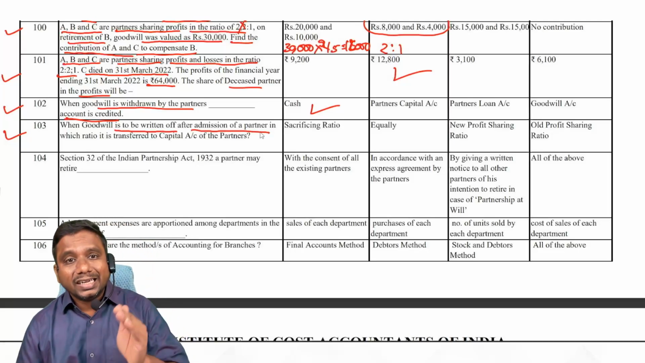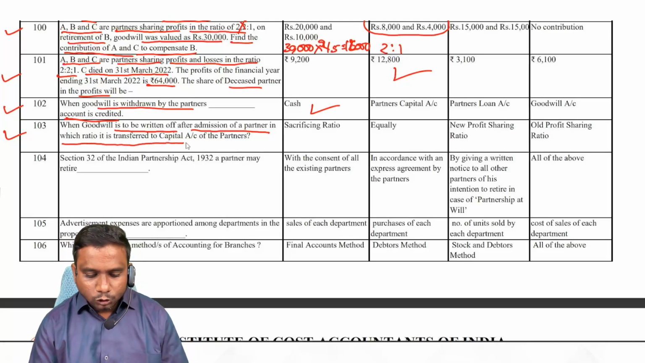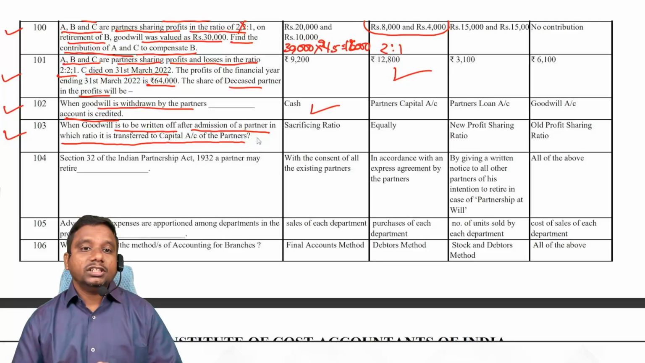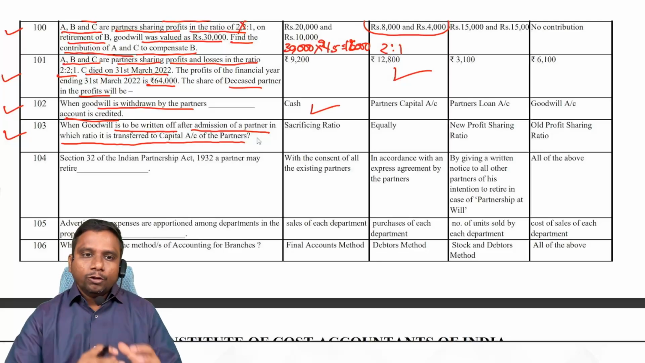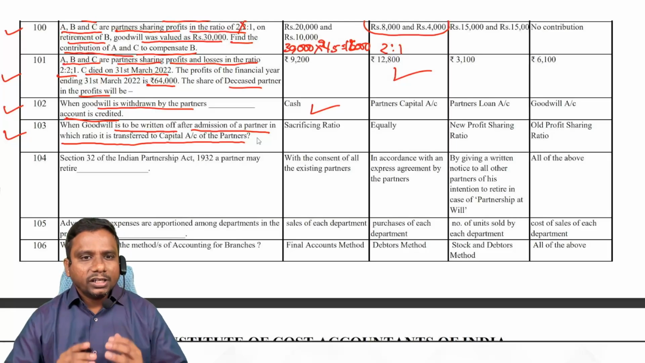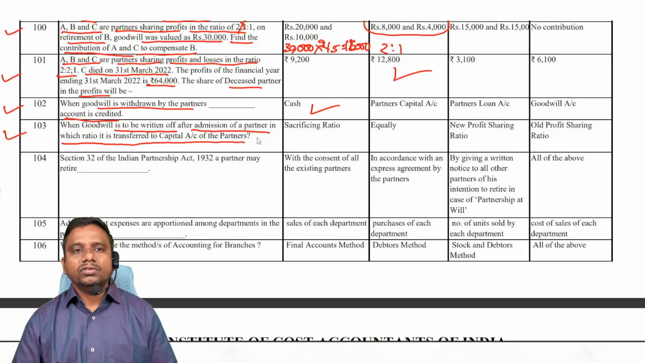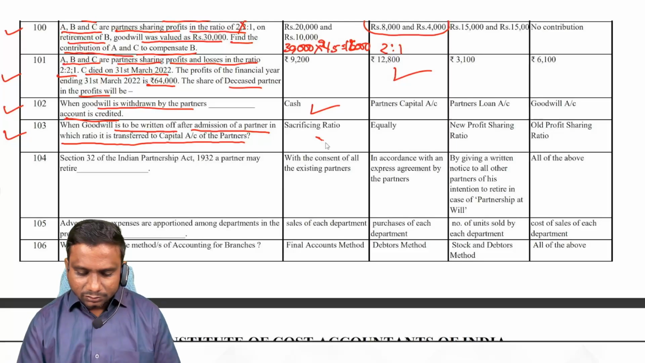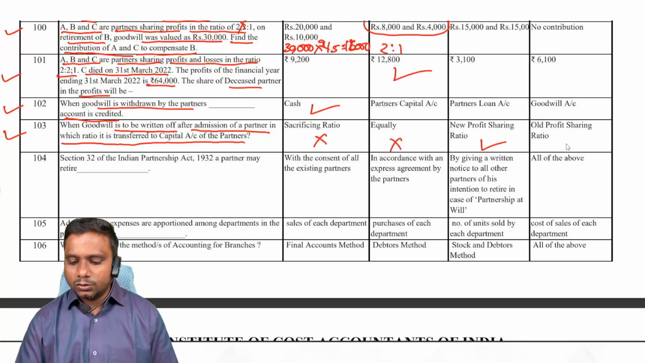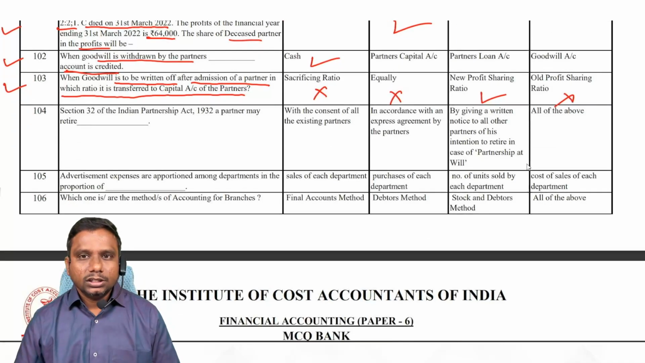103. When goodwill is to be written off after admission of a partner, in which ratio is it transferred to the capital account of partners? New profit sharing ratio. Because after admission of a partner, if any goodwill is there in the balance sheet, then we write it off. After admission of a new partner, if we want to write off the goodwill, we write off goodwill in the profit sharing ratio. Sacrificing, no. Equal, no. Profit sharing ratio, yes. Old profit sharing ratio, no. Is it, students? Got a question.